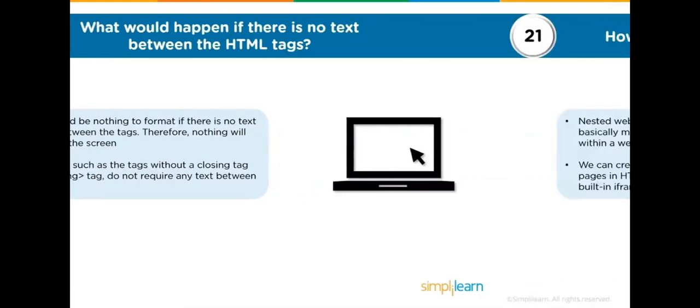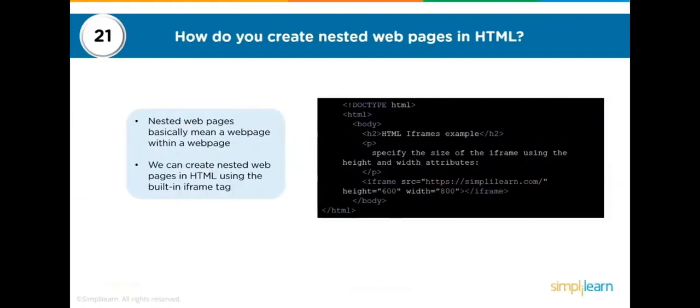Now followed by the 20th question, we have our next question. How do you create nested web pages in HTML? Nested web pages basically mean a web page within a web page. We can create nested web pages in HTML using the built-in iframe tag. The HTML iframe tag defines an inline frame, for example, which is displayed on the right side part of my screen. You can see the iframe source, which redirects the user to Simplilearn's official web page.